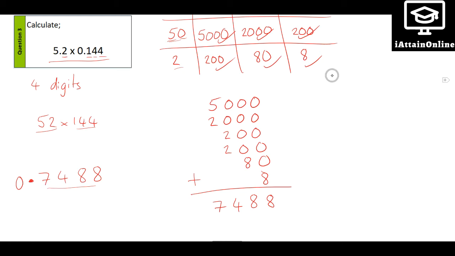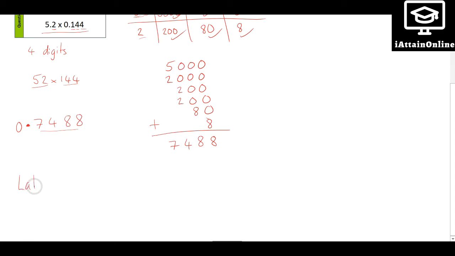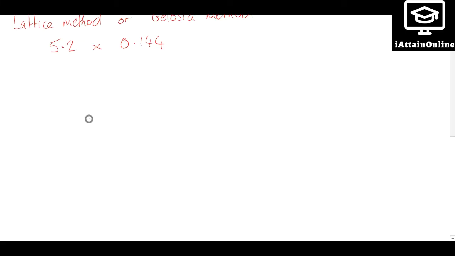Okay, the other method, you don't have to use it, but it's a method sometimes known as the lattice method, or the Galosia method. It is a method I really like for multiplying decimals. You don't have to use this one, you don't have to use any of them, but I find it quite useful. So if I just write out the question again, 5.2 times 0.144, just so I can see it when I scroll down. Okay, so this is a 2-digit number, and this is a 4-digit number.